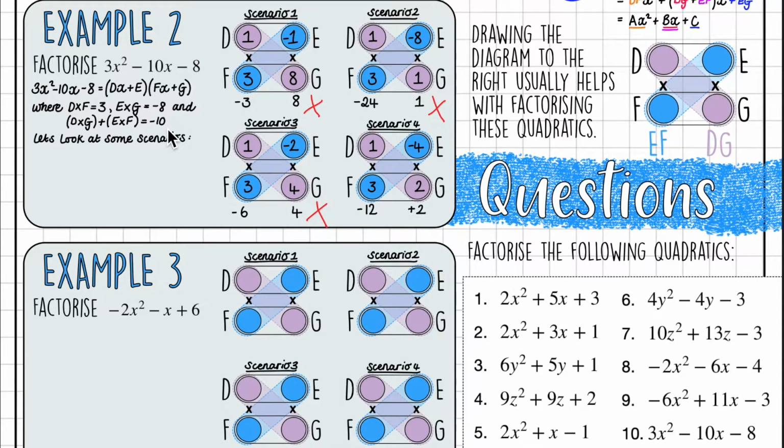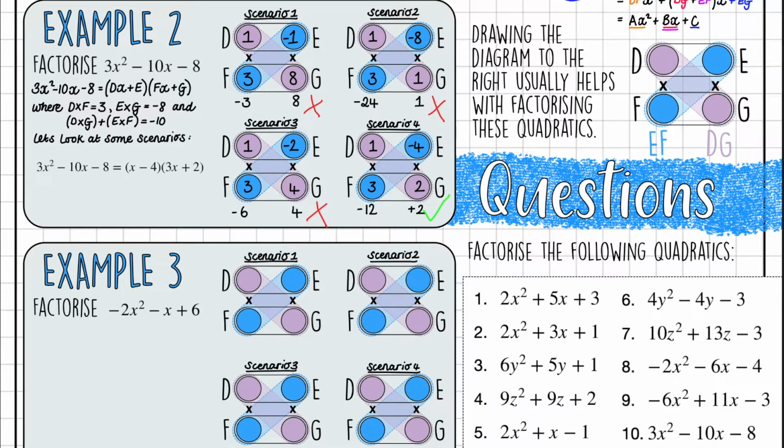Well, this is exactly what we needed. This satisfies our third rule. Therefore, this scenario works for us. Once again, we can use this diagram to see what our factorised expression will look like. The first bracket will be x minus 4, and the second bracket will be 3x plus 2.